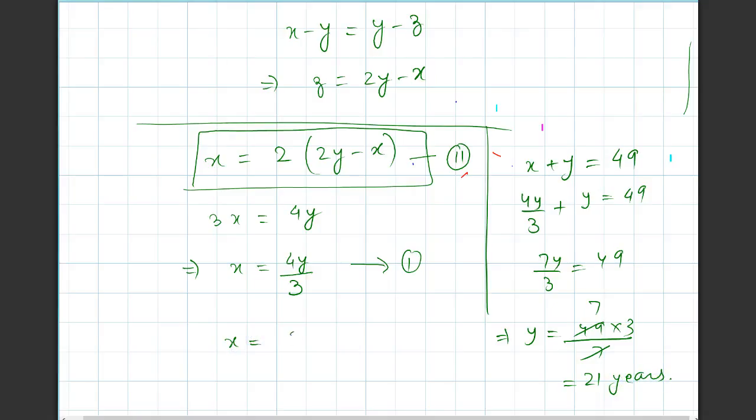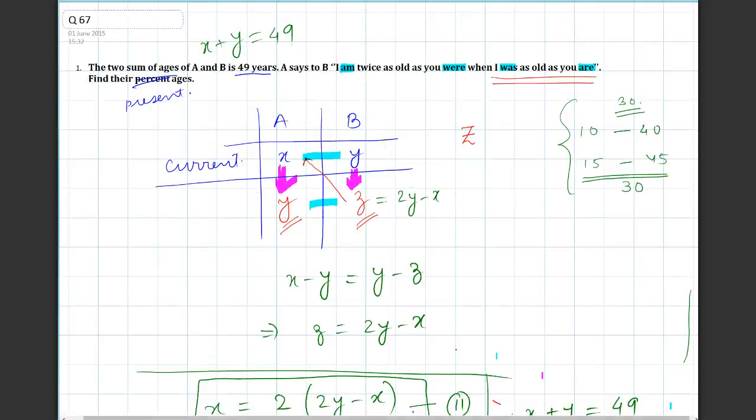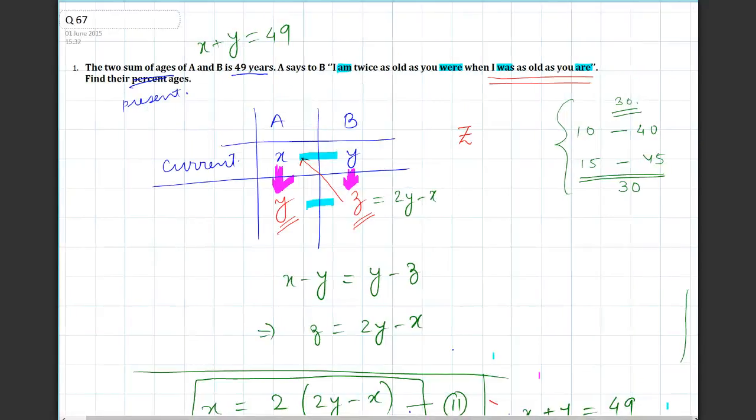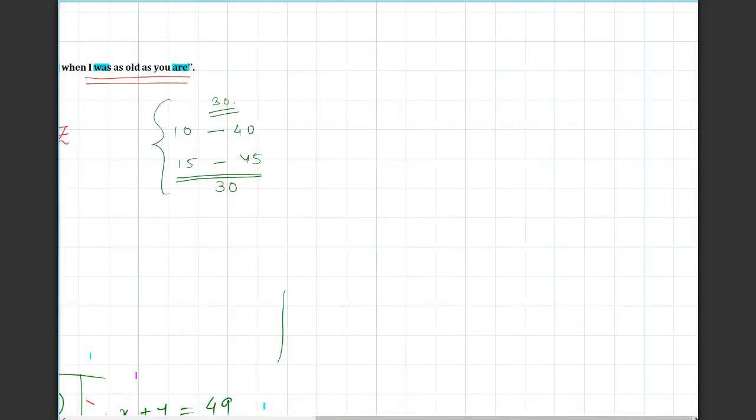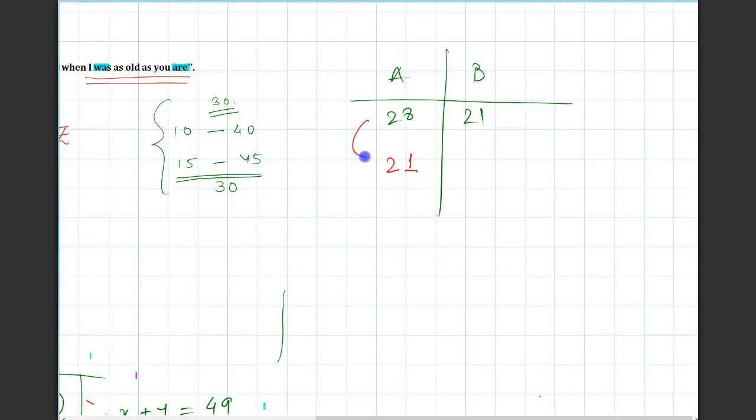And how old is X? X is 21 into 4 by 3. X is 28 years old. Let's look at this information again. So the current ages of A and B are 28 and 21 respectively. When A would have been 21 years old, which is 7 years before, B 7 years before would have been 14 years old. And what you see is that A's current age is twice that of how old B was then. Make sense?